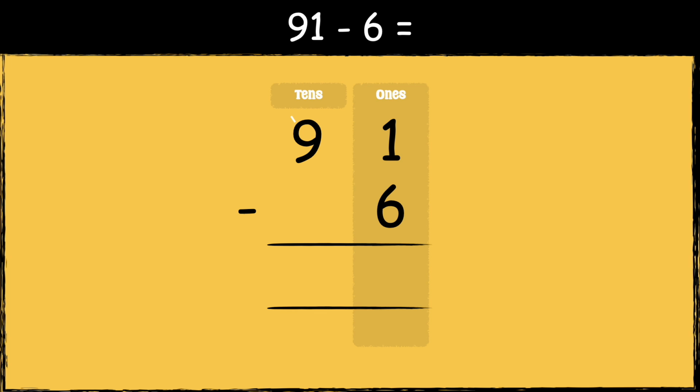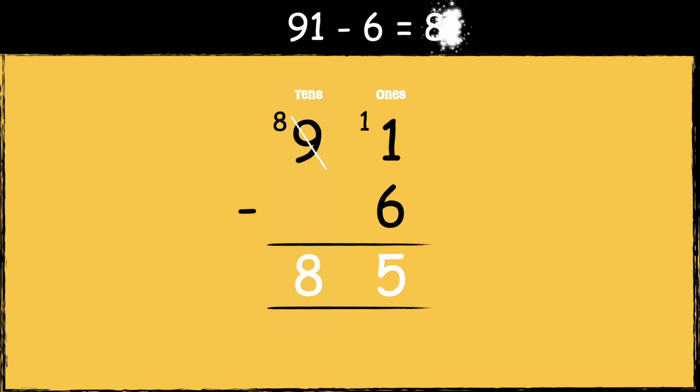When we borrow, the 9 tens becomes 8 tens. Now we've turned the 1 into 11, and 11 take away 6 is 5. Now we need to subtract the digits in the tens column. So we have 8 take away 0, which is 8. So the answer is 85.